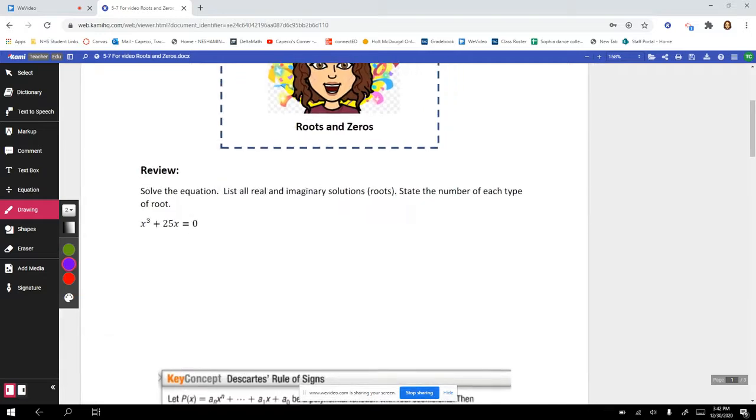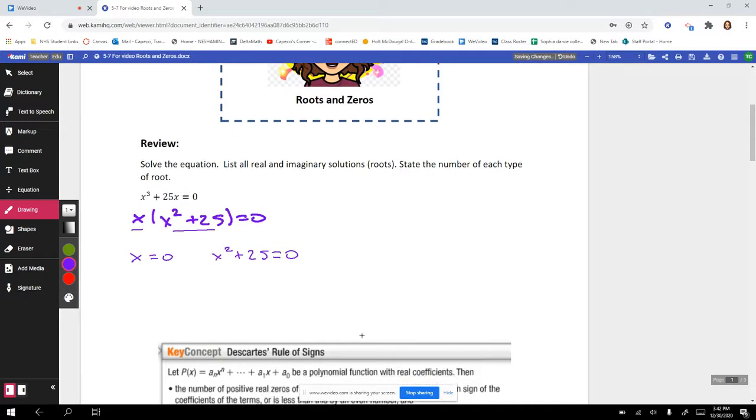So the first thing I'm going to do is factor out the greatest common factor, which is x, and I'm left with x squared plus 25 is equal to 0. Now, because of the zero product property, x is going to equal 0, or x squared plus 25 is going to equal 0. So we already have that x is equal to 0, so that's going to be one solution. I bring that 25 to the other side, take the square root of both sides, so x is equal to plus or minus 5i.